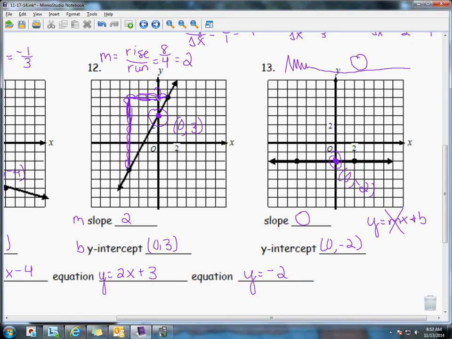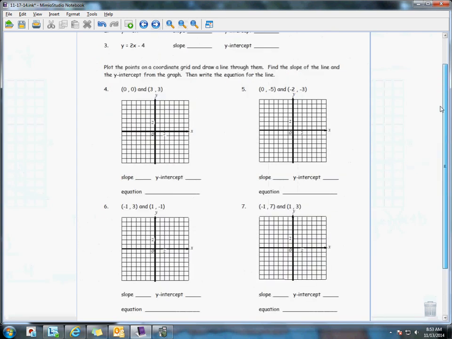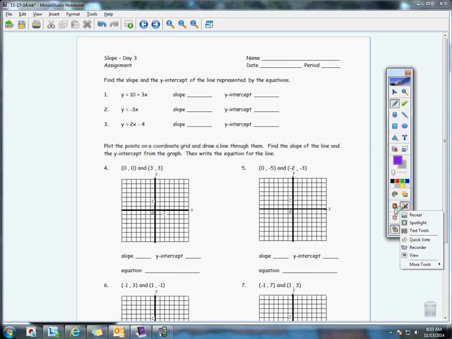So those are the notes for today. The next thing you should be getting is this assignment. This is your homework packet that you're going to do. It is due on Friday. So go ahead and get started on that. Do as much as you can. And I will be here tomorrow after school if you need help with any of this. So look at your notes.